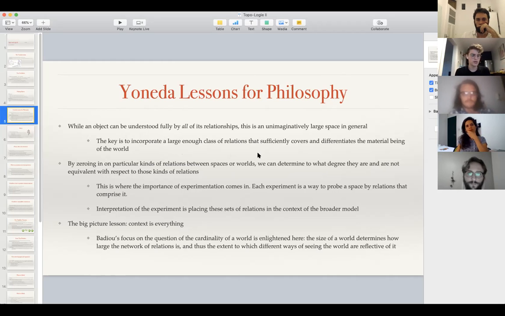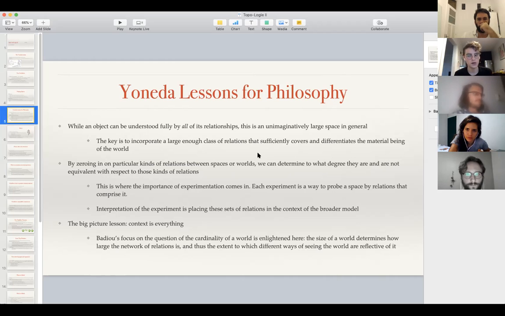And the second lesson, from basically this last slide about probing spaces, is that if we look at specific kinds of relations into or out of spaces, we can look at a space up to a certain property, like I said before. So we can look at a space, for example, up to cardinality, or we can look at a space up to its loop space.